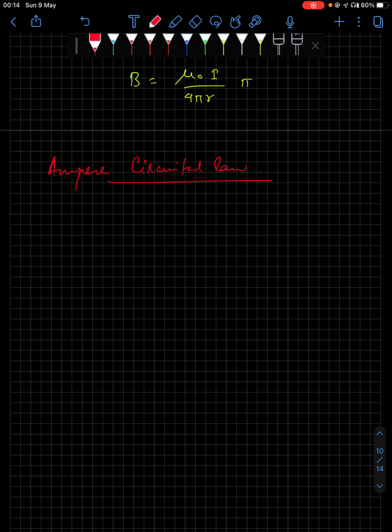Now, what does Ampere circuit law talk about? It tells that if you have a wire carrying a current I, then the total magnetic field around this wire or around any closed path is equal to mu naught times the current enclosed by the path. In this case, the direction of the magnetic field will be along this way. Again, this is in accordance with your right hand thumb rule. So this is the direction of the magnetic field.